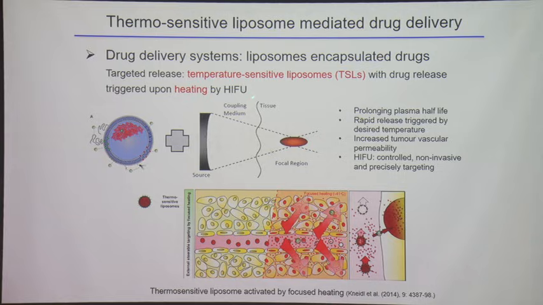HIFU is actually one of those relatively commonly used techniques in treatment. Not only for this particular type of treatment, but it can treat other types of diseases. I can't name them, but it is used in clinics, and the radiologist I collaborate with is actually a specialist in operating high-intensity focused ultrasound for other types of treatment.